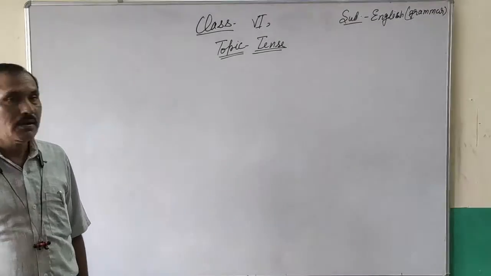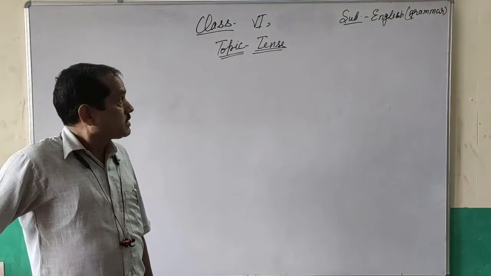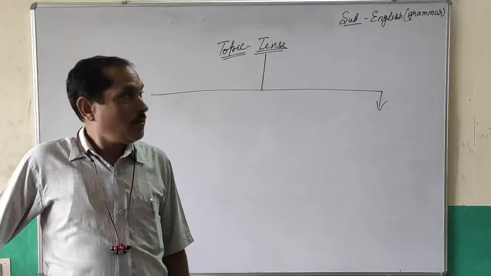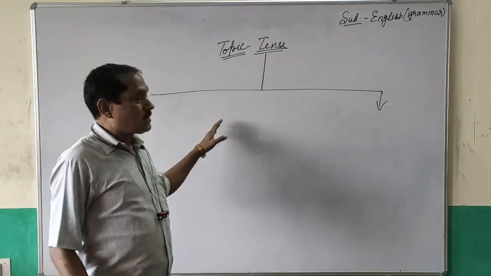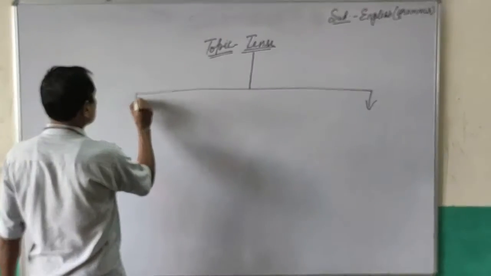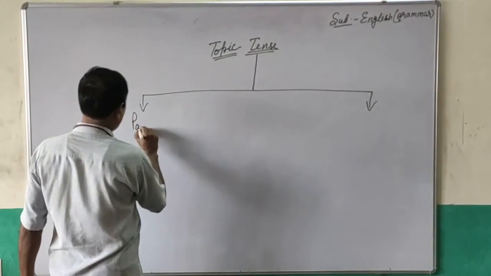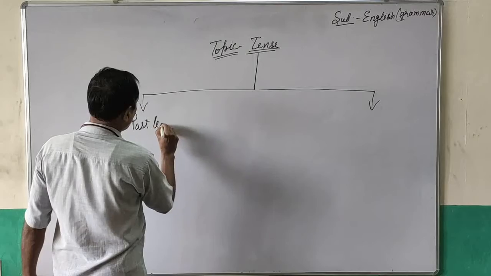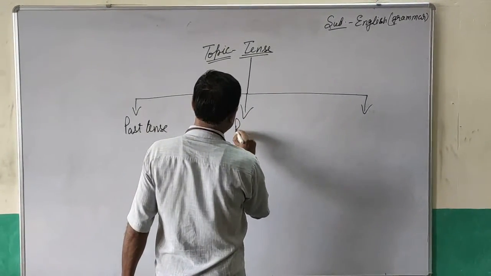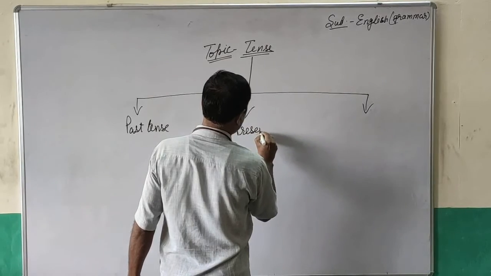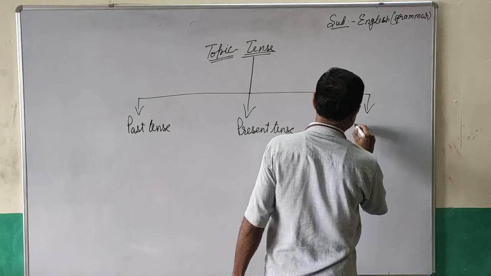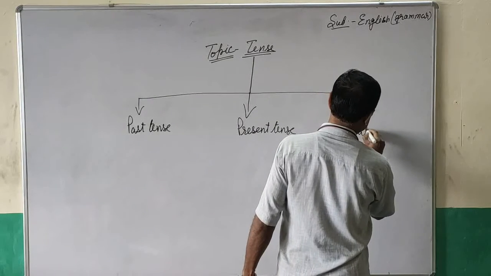Today we will read the subject English grammar, the topic tense. There are three kinds of tense. First, past tense. Second, present tense. And third, future tense.